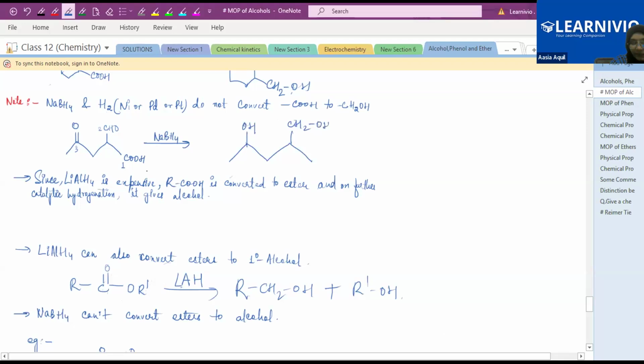And what about the COOH? It will stay the same. Yeah, it will stay the same, because sodium borohydride can't reduce this carboxylic acid to alcohol. It has the ability to reduce the carbonyl compounds only, ketone as well as aldehyde. So it will not reduce the carboxylic acid; it will stay as it is. Clear? Yes, ma'am.